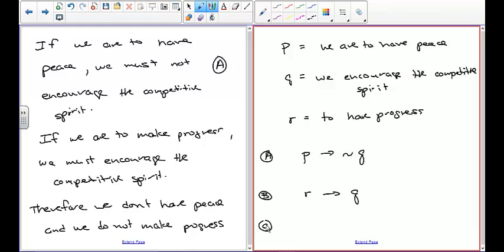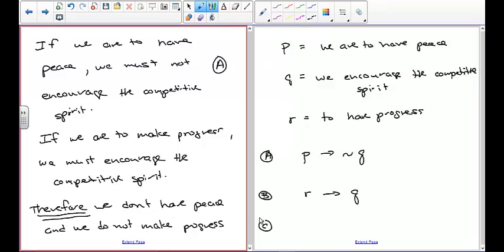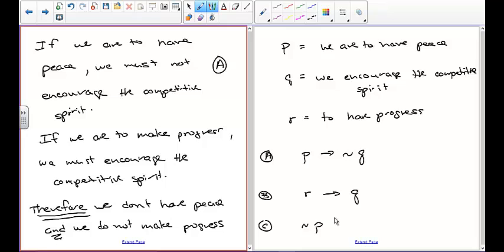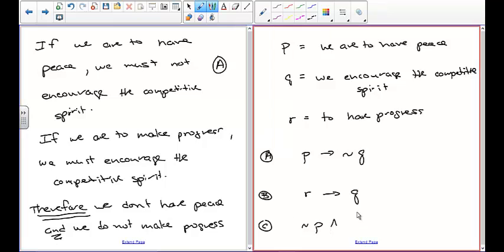And then C is the conclusion. Therefore, we don't have peace. So the therefore means that it's the conclusion. We don't have peace, so that's the negation of P, and we do not make progress, so that's the negation of R. So they are the symbolic logic versions of the three statements, two premises and the conclusion. These are all compound statements because they're a statement and a connector.